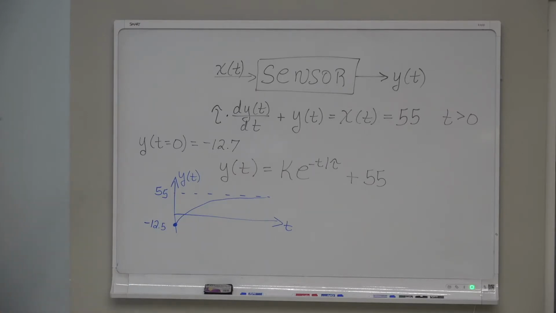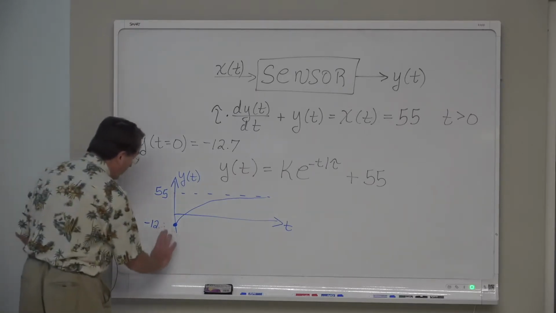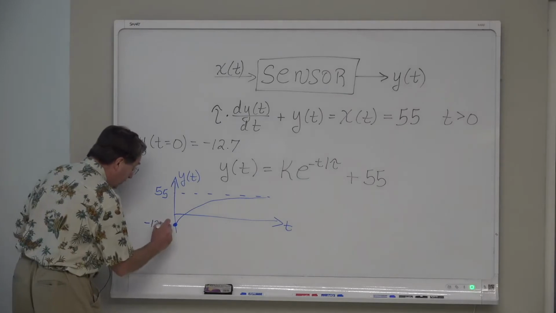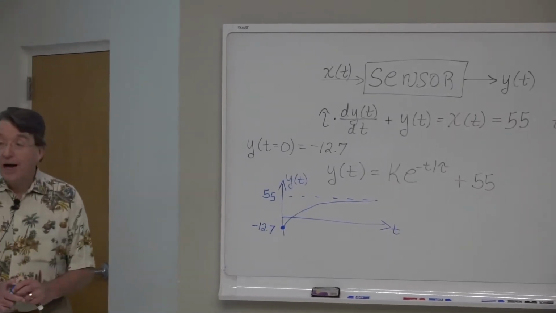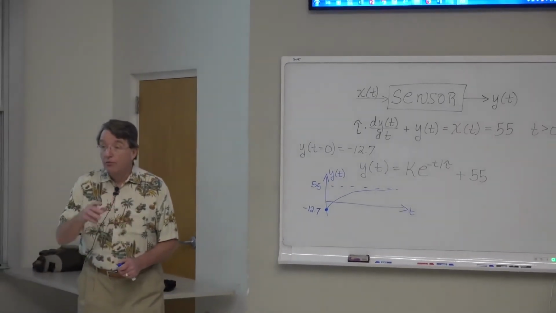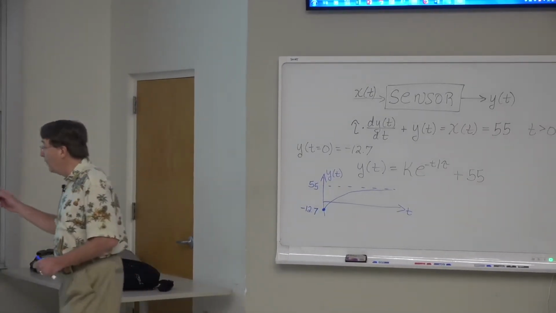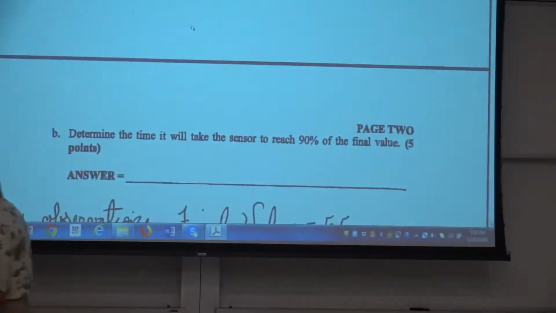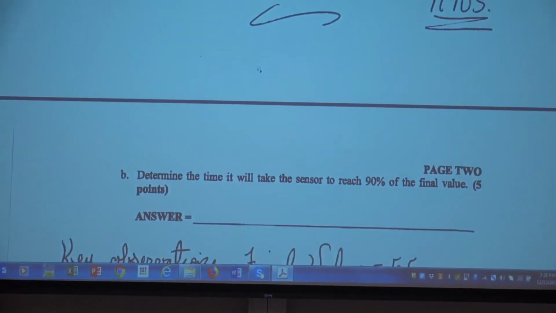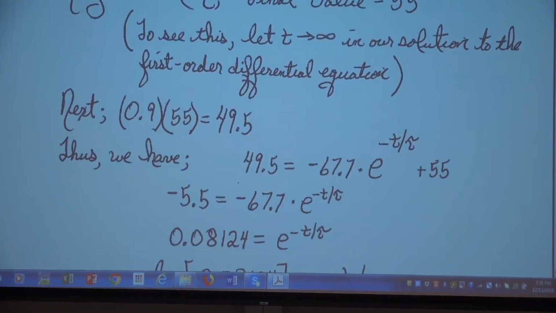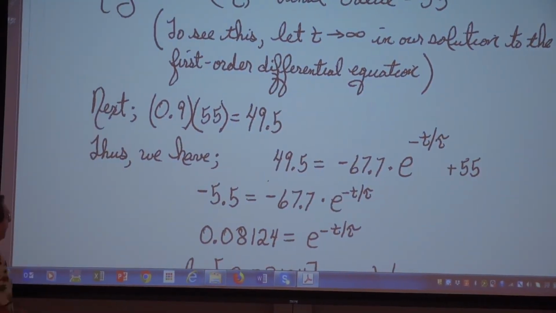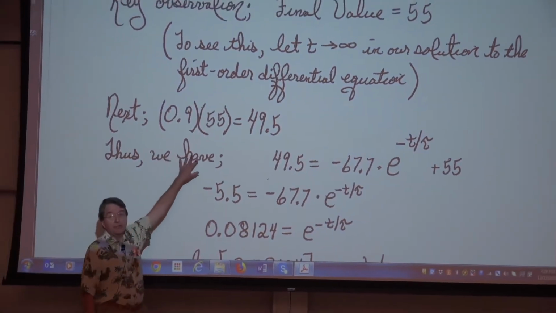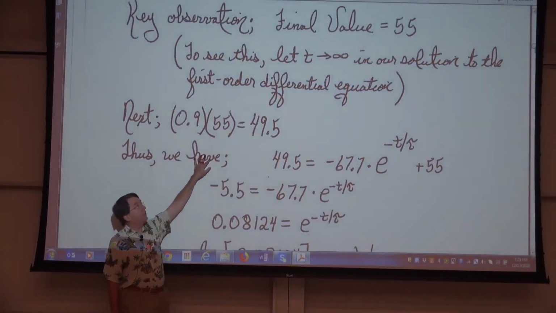Alexandra. Negative 12.7. Alexandra, thank you so much. So the initial condition is minus 12.7, and the input is 55 at a constant value, so I know it's a rising exponential. Now, if I go over here to the screen, I start out my solutions by saying the key observation is that we have a final value of 55. So what we want to find out is how long does it take me to reach 90% of 55?